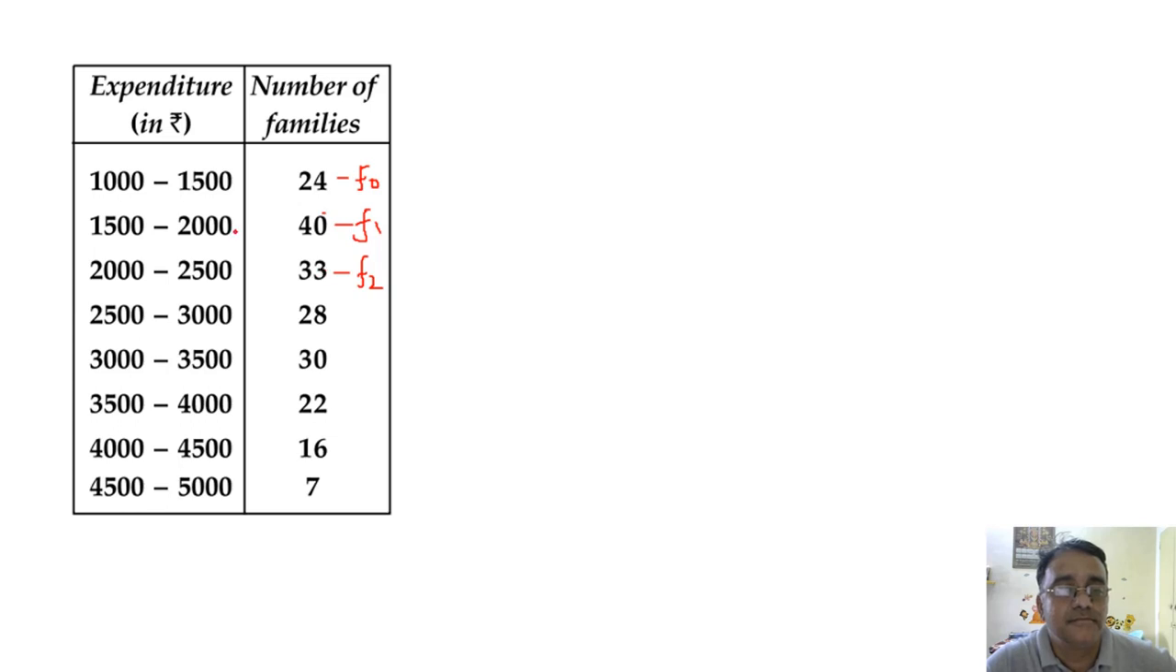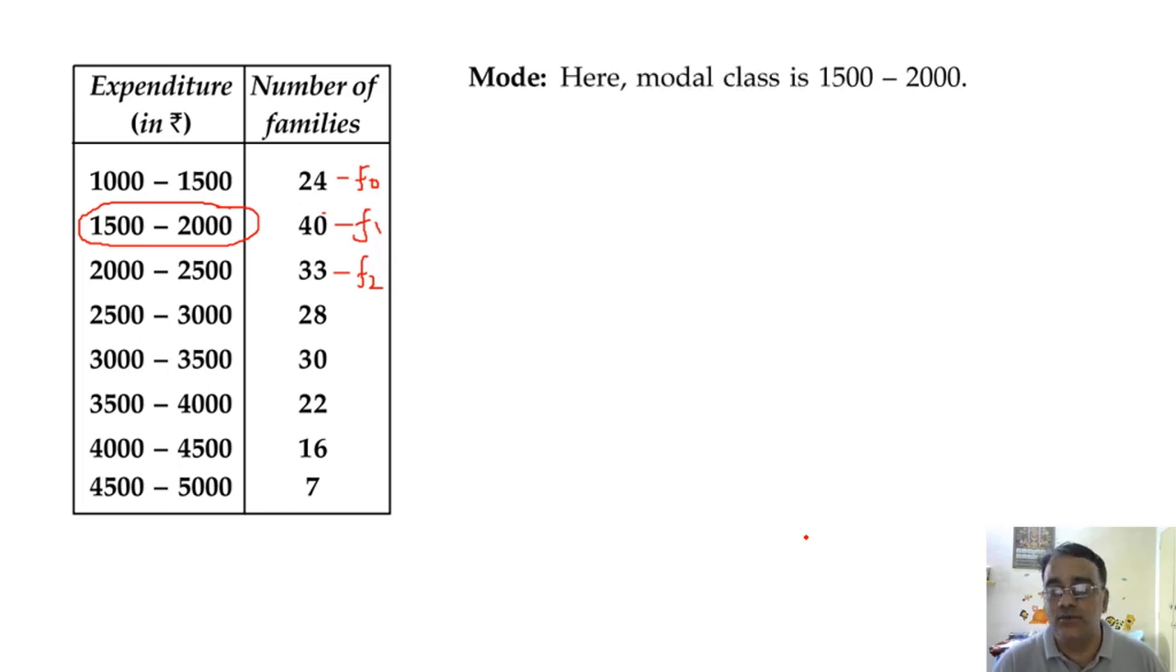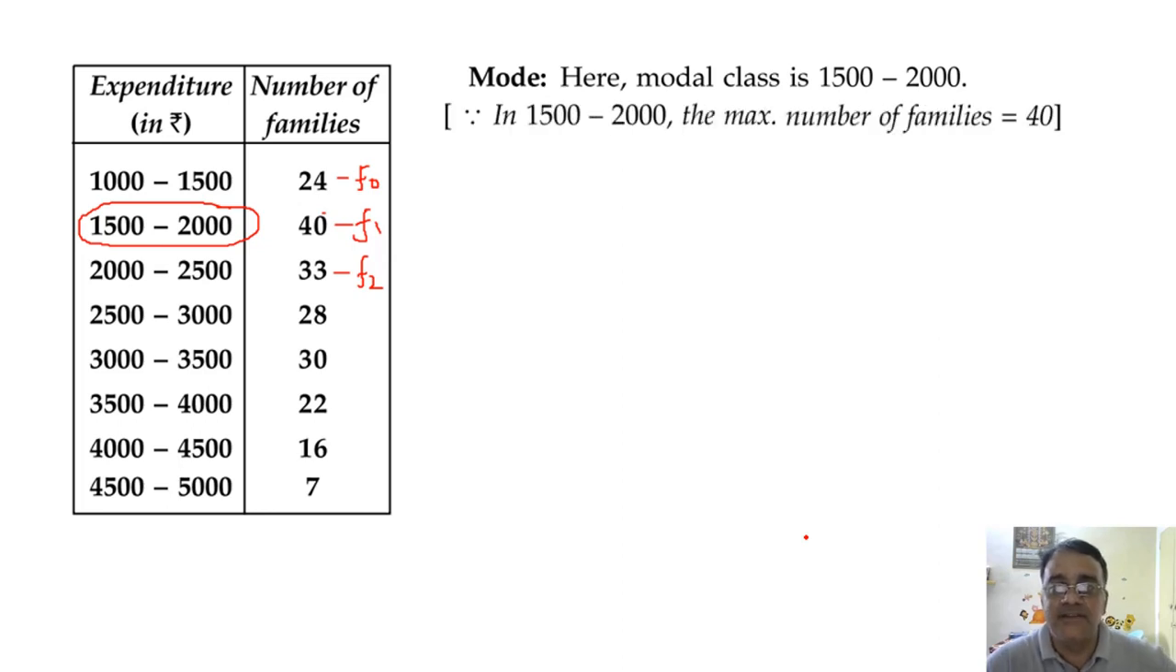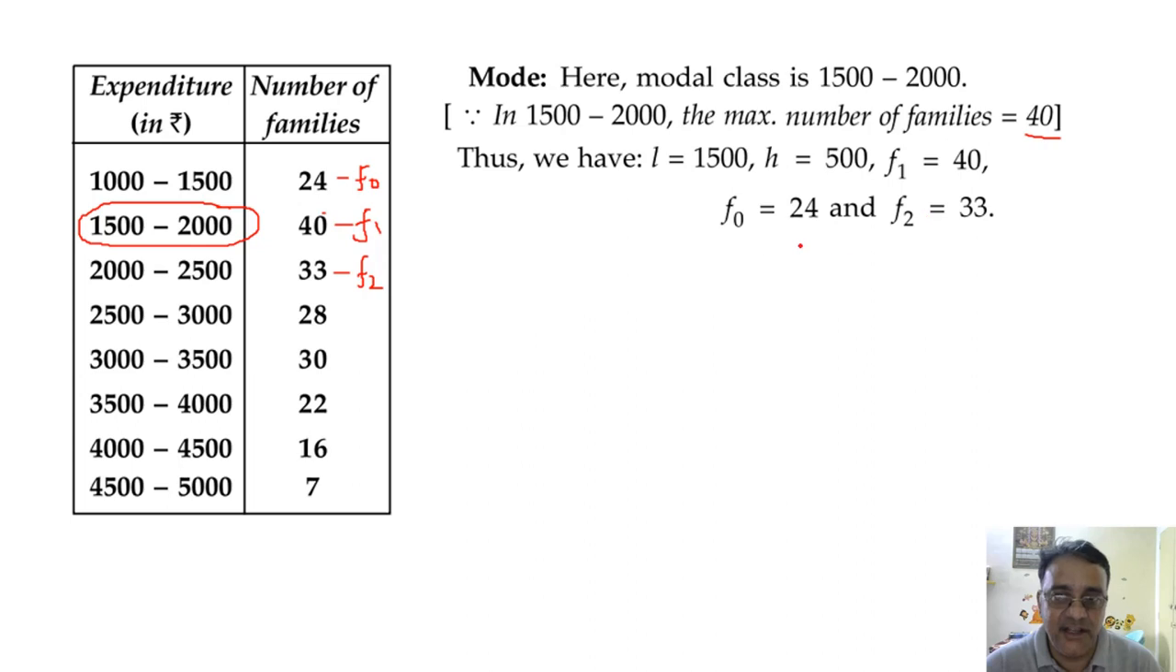One thousand five hundred to 2000. Right. The class with the higher frequency is the model class. And what is H here? Class size? 500. Okay. So we'll first write that the model class is 1500 to 2000. Why? Because in this class the maximum frequency, the maximum number of families, is 40. So L is 1500, H is 500, F1 is 40, F0 is 24 and F2 is 33.